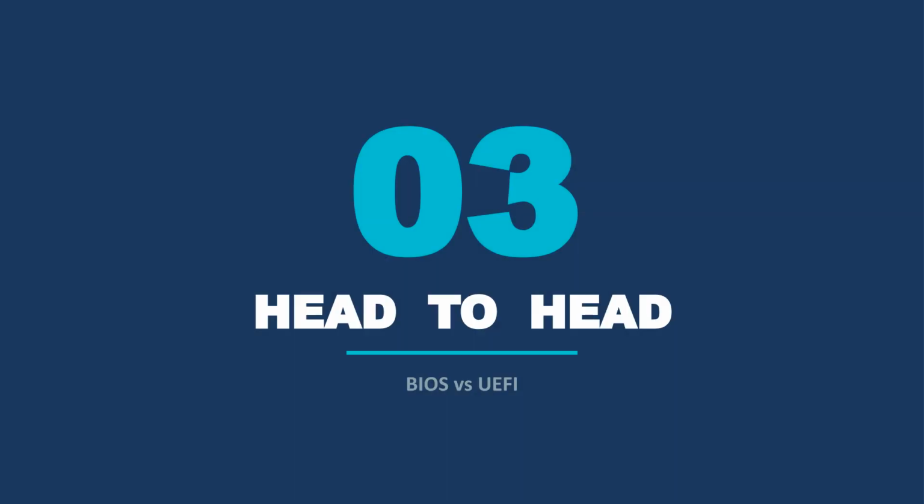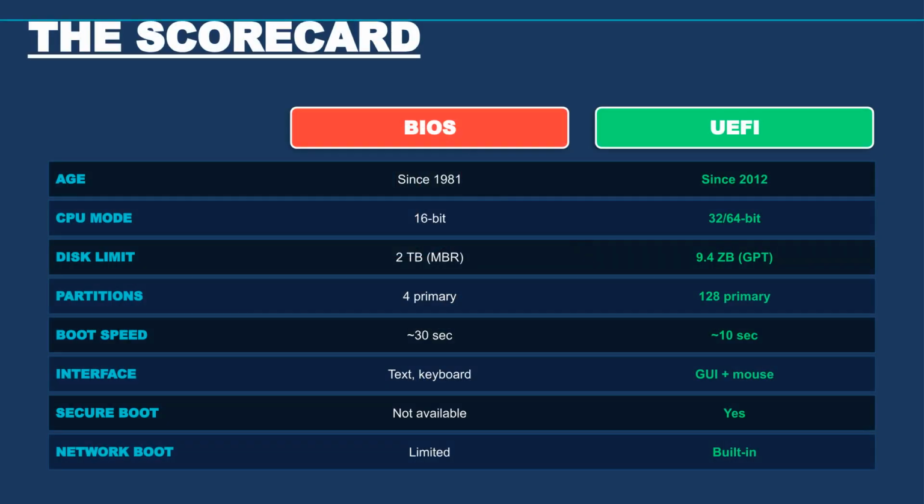This brings us to the final section of the video, a head-to-head comparison between BIOS and UEFI. Looking at the scorecard, UEFI, since 2012, supports 32/64-bit CPUs, large 9.4 zettabyte disks with 128 primary partitions, faster 10-second boots, a graphical interface, secure boot, and built-in network boot. BIOS is limited in nearly every area.